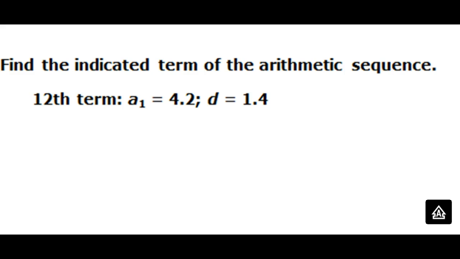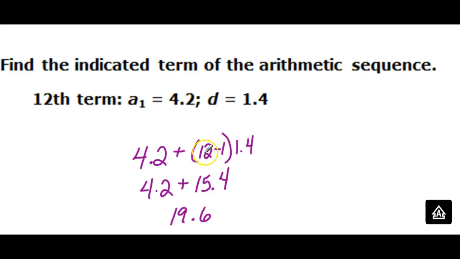Now find the indicated term of the arithmetic sequence. You might want to pause the video and do that, but here we go. Ready? Start with term number 1, which in this case is 4.2. Since I want the 12th term, 12 minus 1 is going to be 11. That means I'm going to have to add the common difference 11 times. In this case, the common difference is 1.4. Now you have a calculator activity.